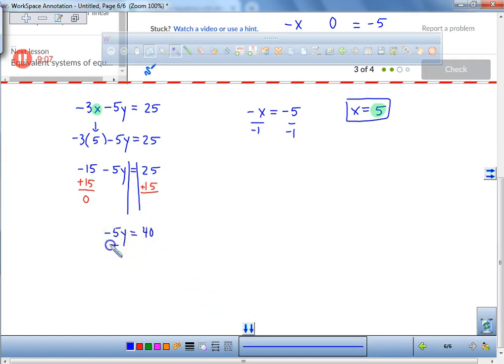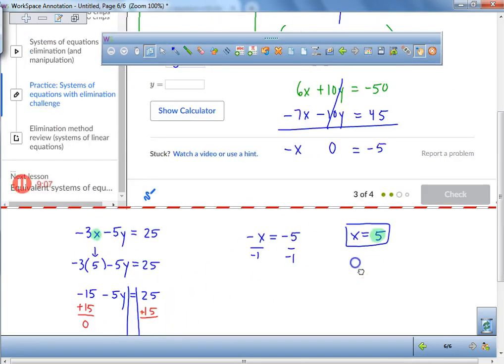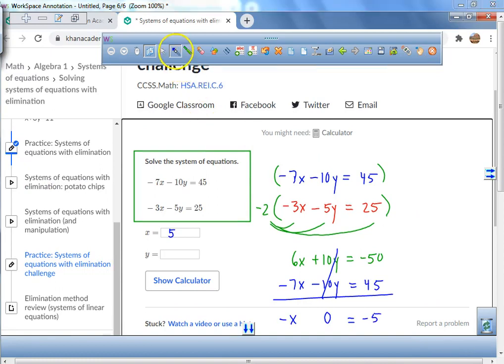So what do we have to divide both sides by? Negative 5. There we go. And what is our y value going to equal? Negative 8. So now I have my two answers. I got a 5 and a negative 8. Now, if you wanted to check your answers, okay? If you wanted to check your answers, we got a 5 and a what? 5 and a negative 8.